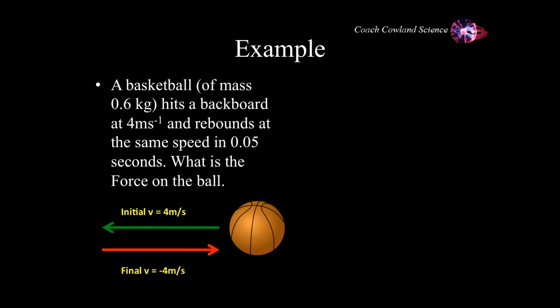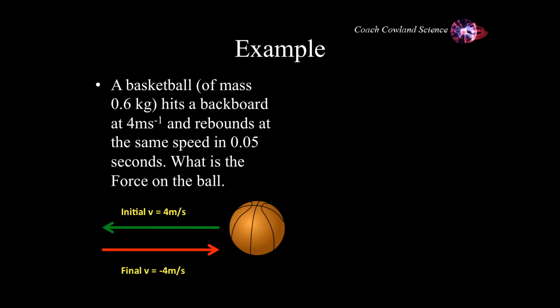So let's look at an example. A basketball of mass 0.6 kilograms hits a backboard at 4 meters per second and rebounds at the same speed in 0.05 seconds. If it rebounds, it's going in the opposite direction, so it's going at negative 4 meters per second as velocity. So the question is, what is the force on the ball?